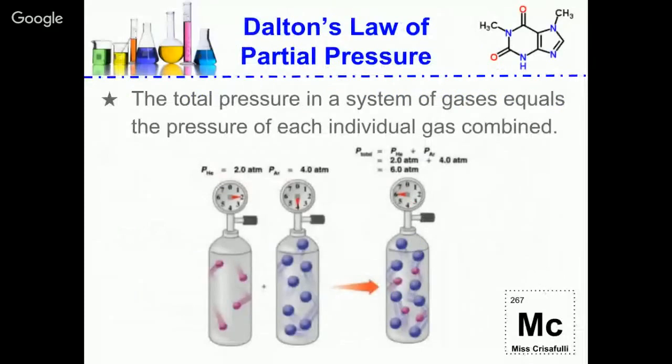So let's talk about Dalton's law of partial pressures. The total pressure in a system is equal to the pressure of each individual gas combined. If we were to mix the helium and argon gas in these two tanks and we wanted to know the total pressure, well, the helium gas is at 2 atmospheres and the argon gas is at 4 atmospheres. So to get the total pressure for that system, if we combined those two gas tanks, you would have 2 plus 4, which would be 6 total.